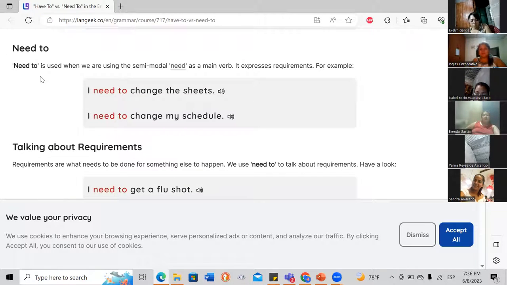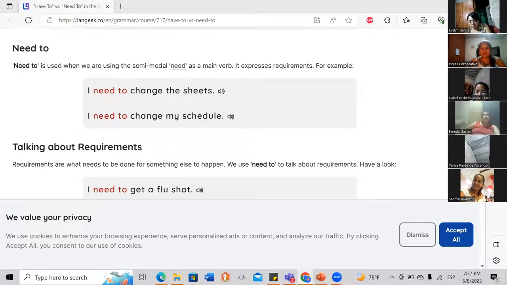Need to is used when we are using semi-modal. Need is a main verb. It expresses requirements. For example, I need to change the sheets. Mm-hmm. I need to change the sheets. Another example. I need to change my schedule.